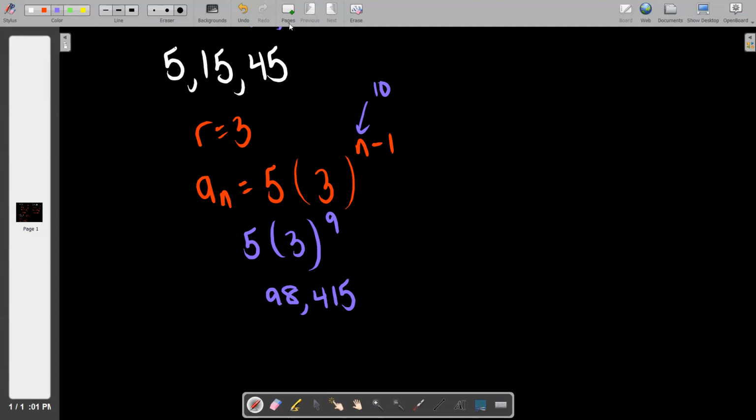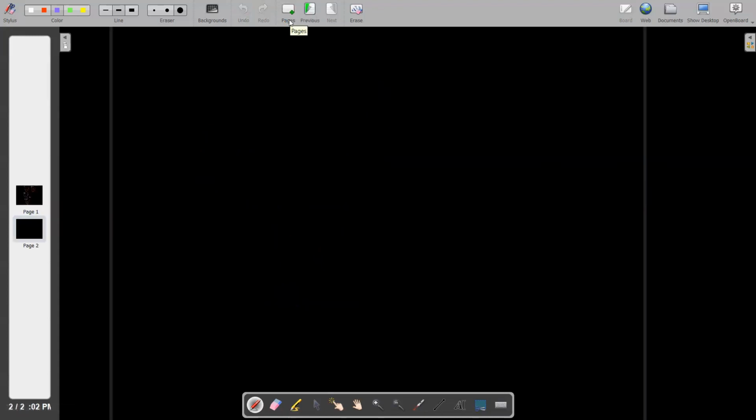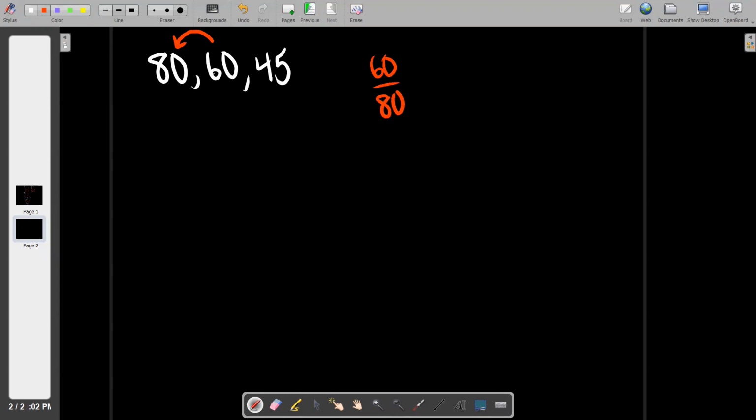All right, on to the back page. So problem 7 gets a little bit harder to spot the common ratio on some of these. So the sequence is 80, and then 60, and then 45. The key here, which I don't think is obvious, is to remember to do it backwards. Divide a term by the term that comes before it. So pay attention to the direction of that arrow. If I do 60 divided by 80, and if I reduce that down, 60 over 80 reduces to 3 over 4. So we can now say that the common ratio, r, is 3/4.